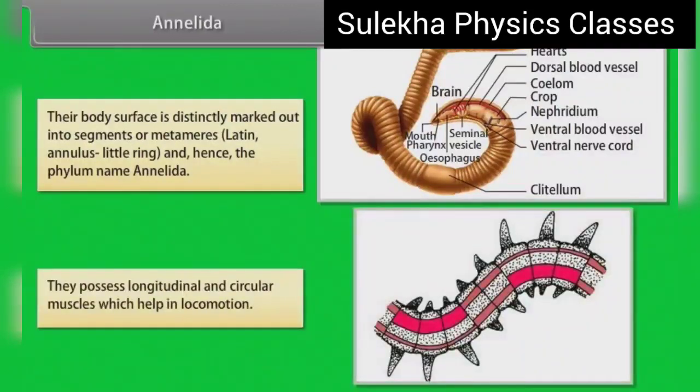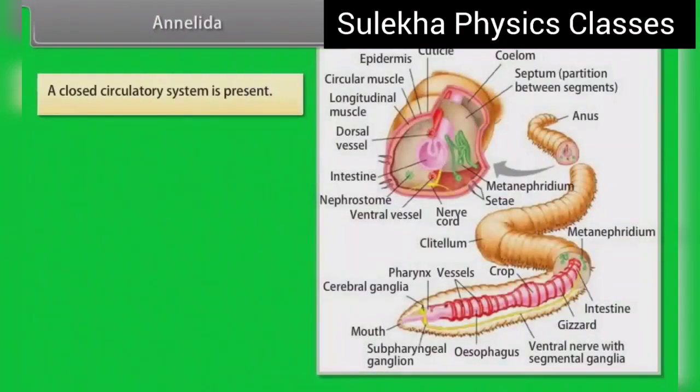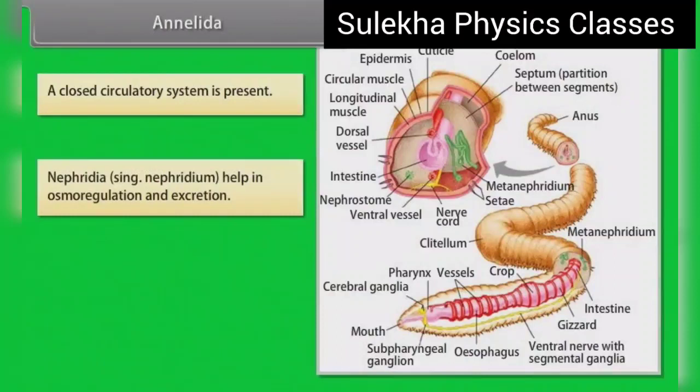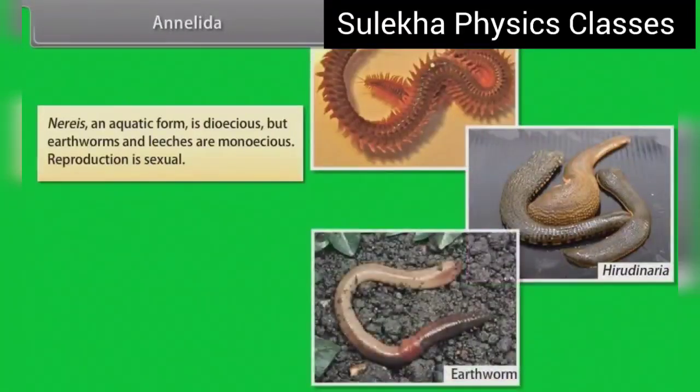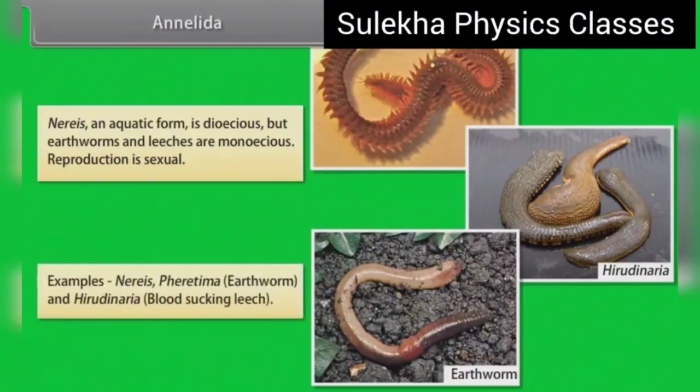They possess longitudinal and circular muscles which help in locomotion. A closed circulatory system is present. Nephridia, the singular is nephridium, help in osmoregulation and excretion. Neural system consists of paired ganglia, the singular of ganglia is ganglion, connected by lateral nerves to a double ventral nerve cord. Nereis, an aquatic form, is dioecious, but earthworms and leeches are monoecious. Reproduction is sexual. Example, Nereis, Pheretima, that is earthworm, and Hirudinaria, that is blood-sucking leech.